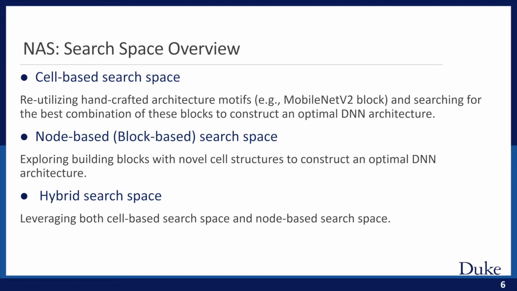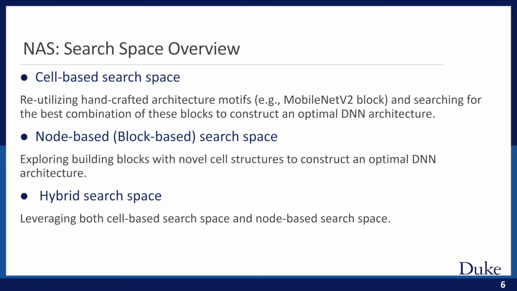Cell-based search space tends to utilize existing architecture motifs as a backbone cell structure and then use it to build the new model. For example, I mentioned the MobileNetV2 blocks. Okay, the NAS searches for the best combination of those blocks to construct optimal DNN architectures, and then with different hyperparameter settings in, for example, the MobileNetV2 blocks.